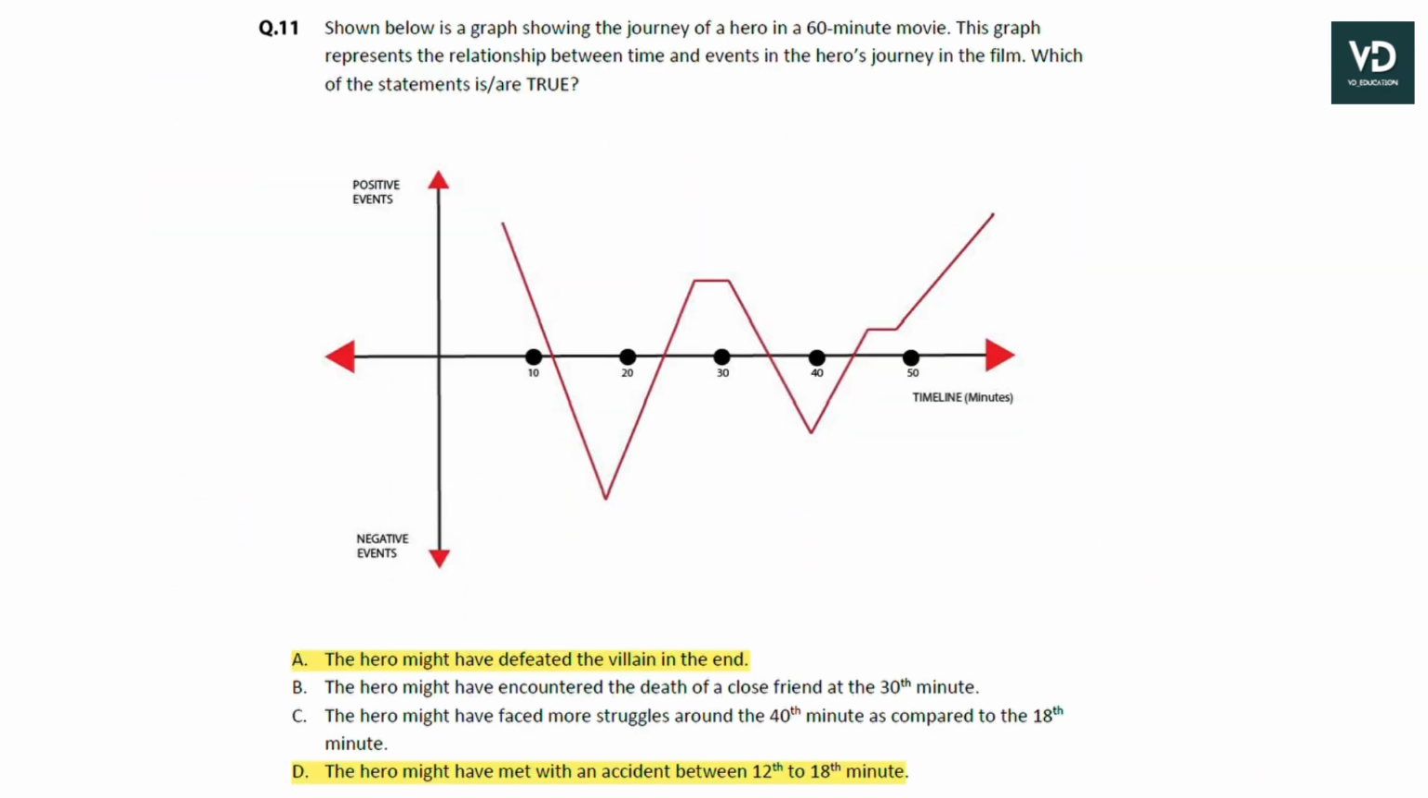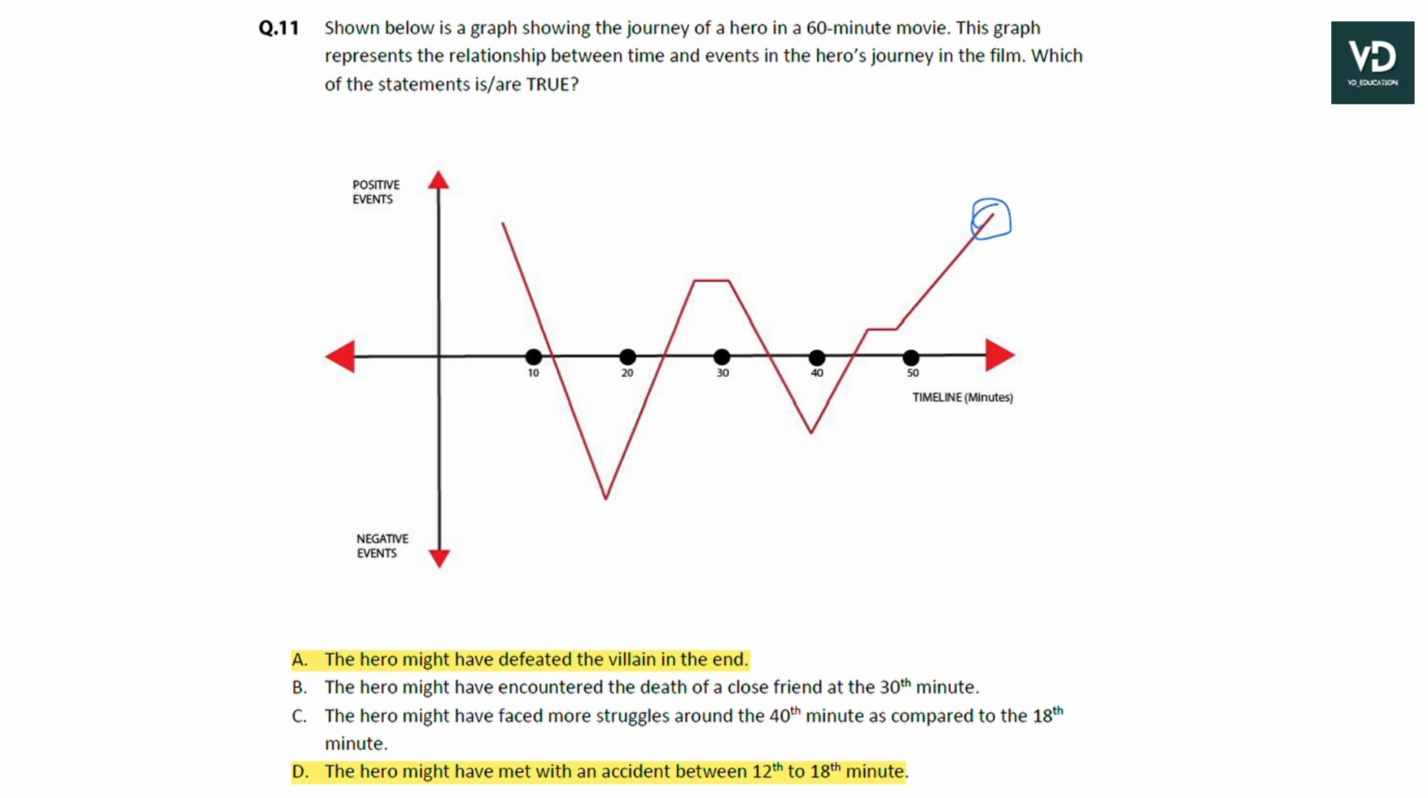11th question. Shown below is a graph showing the journey of a hero in a 60-minute movie. This graph represents the relationship between time and event in the hero's journey in the film. Which of the statements are true? Okay, so the answer will be A and D because the hero might have defeated the villain in the end. Okay, as we can see, the hero's graph is positive at the end.